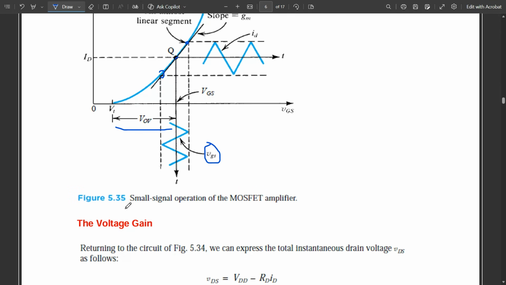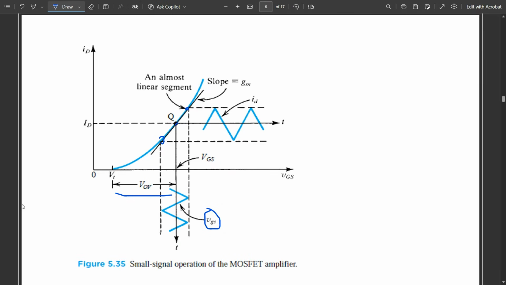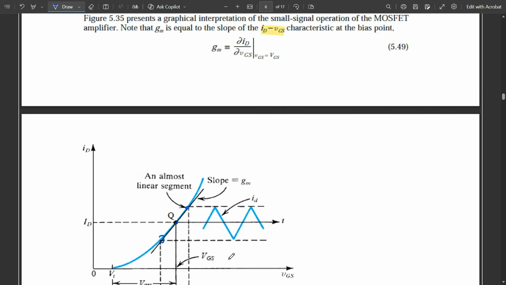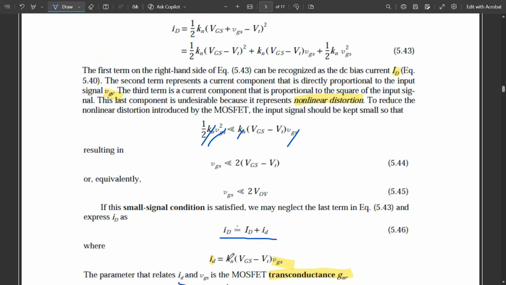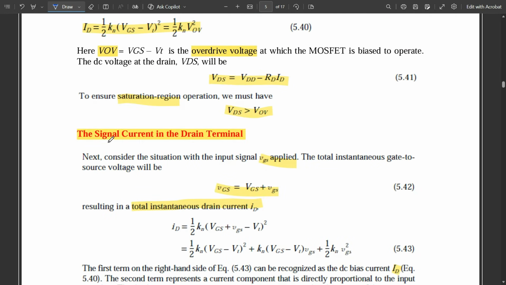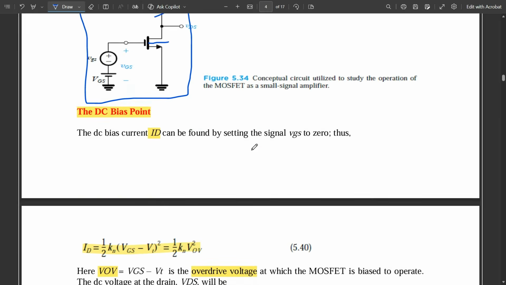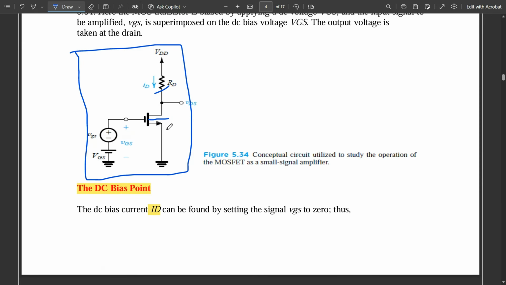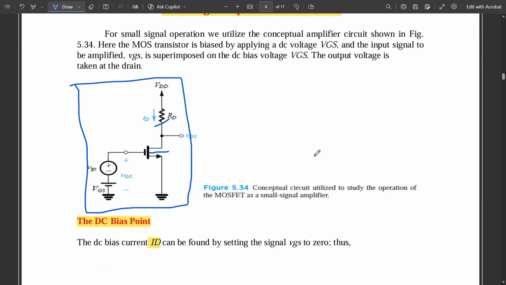So this graph shows the small signal operation of the MOSFET amplifier. In total, which are all the parameters we discussed in this small signal operation till now? Transconductance we have discussed, then the signal current in the drain terminal, then the DC bias point, and this conceptualized circuit with respect to the small signal operation. So these many points you need to write for the exam if they ask this question.